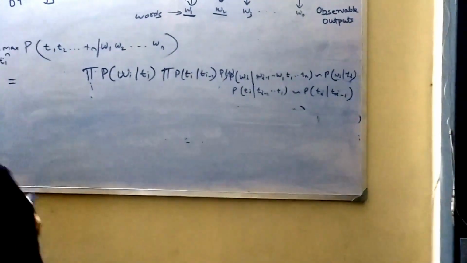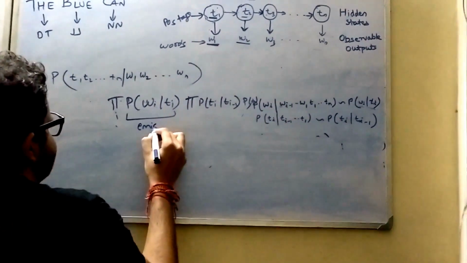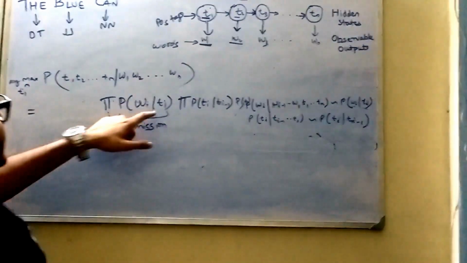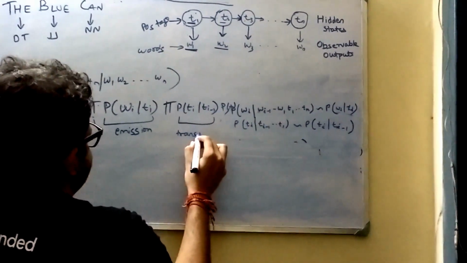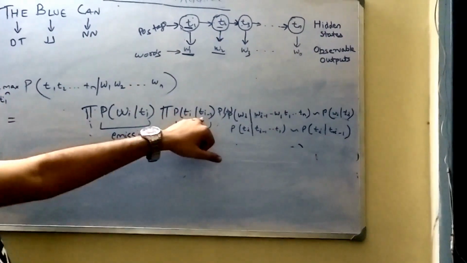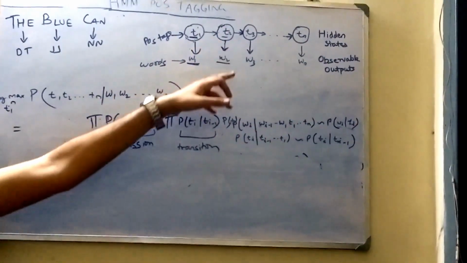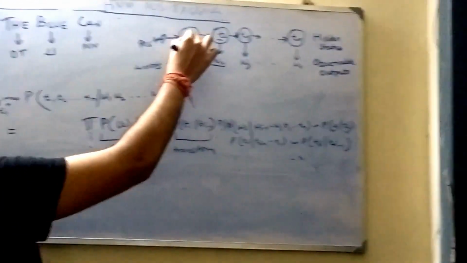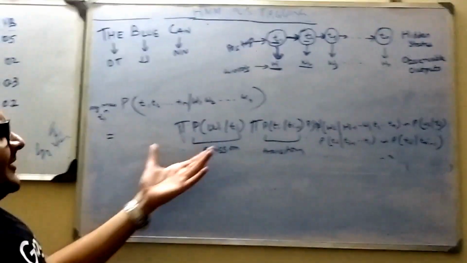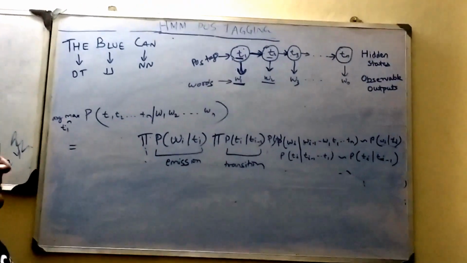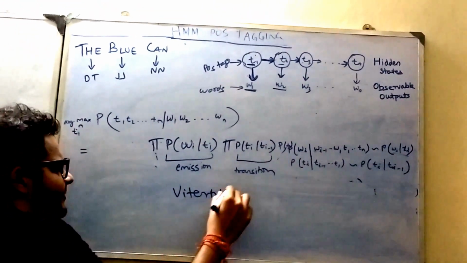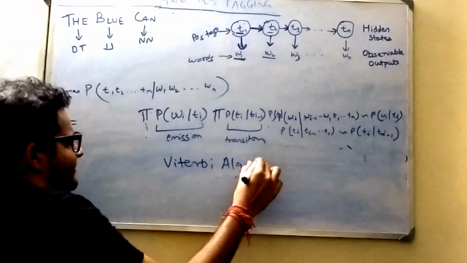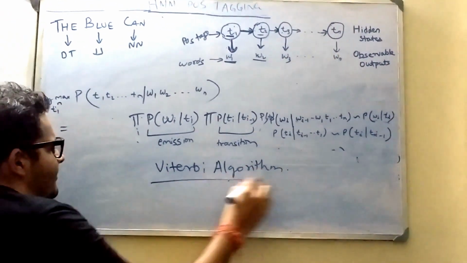That's it. Formally, this is called the emission probability, which is the probability that this tag will emit this word, and this is called the transition probability, which is the probability that you will transit from ti minus 1 to ti. As you can see over here, this is the emission probability and this is the transition probability. A way to solve this equation is by Viterbi algorithm, which you can use to have a part of speech assignment to a given sequence of words.